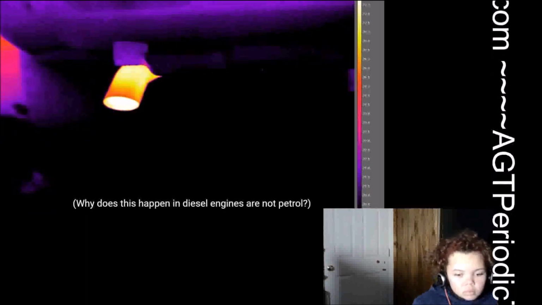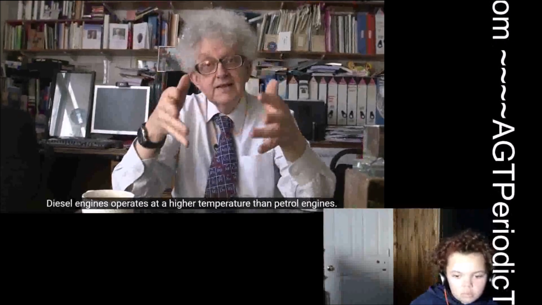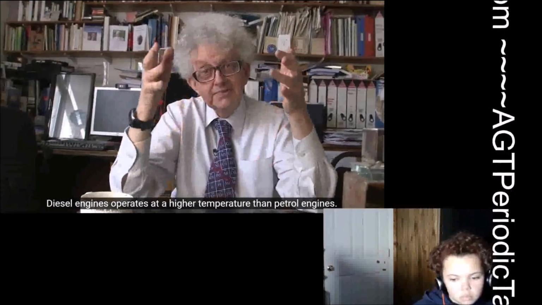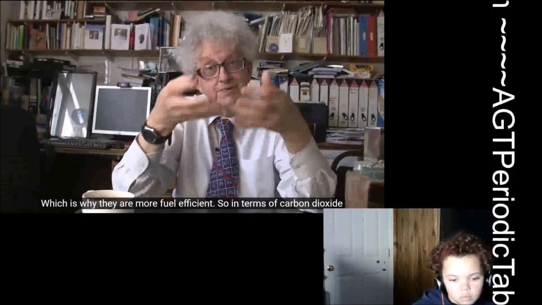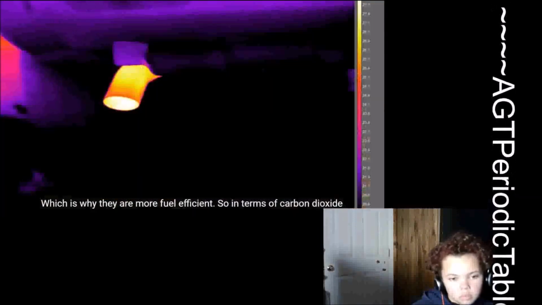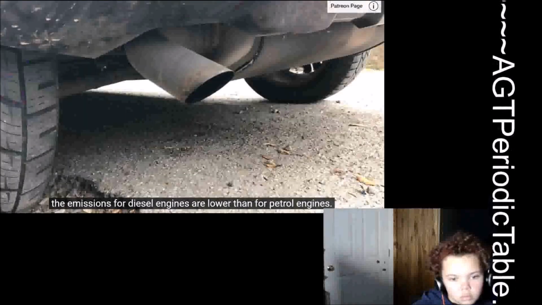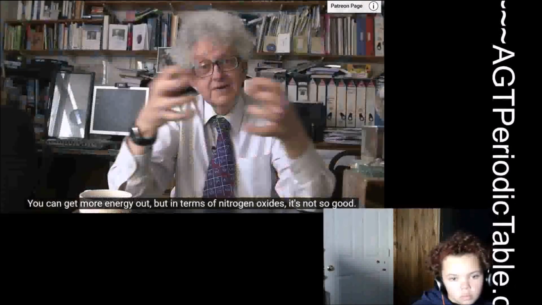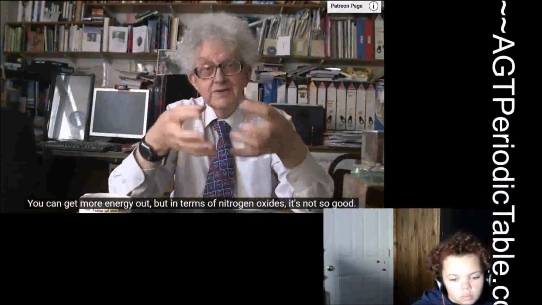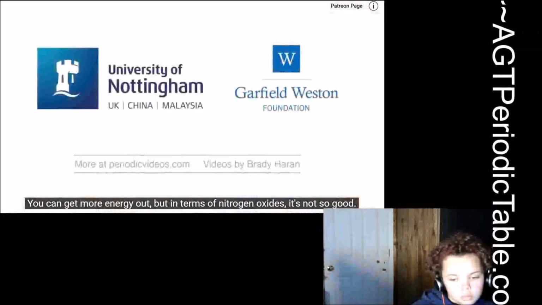Why does this only happen in diesel engines and not car engines? Diesel engines operate at a higher temperature than petrol engines, which is why they are more fuel efficient. So in terms of carbon dioxide, the emissions for diesel engines are lower than for petrol engines. You can get more energy out, but in terms of nitrogen oxides, it's not so good.